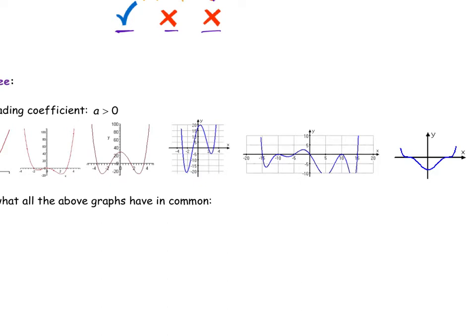When you say end behavior, you have to actually tell me what you mean by end behavior.